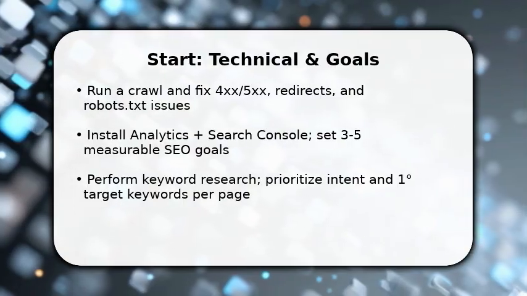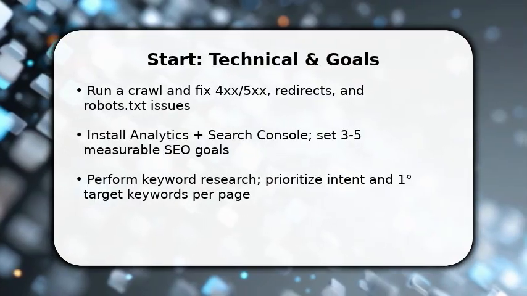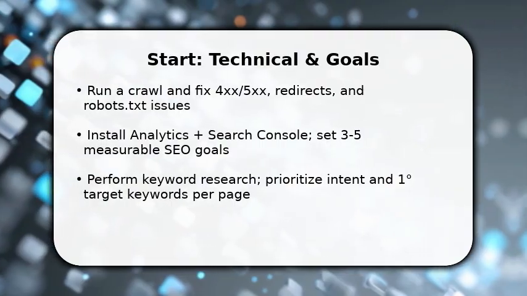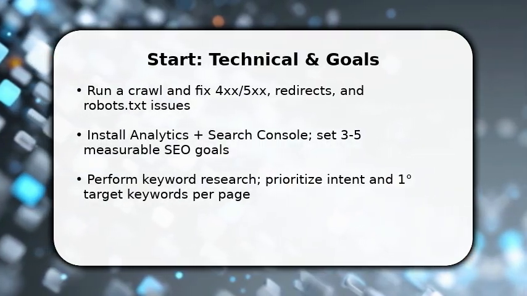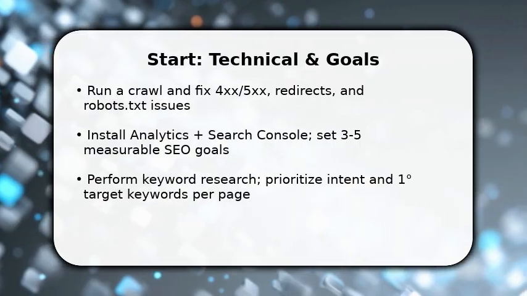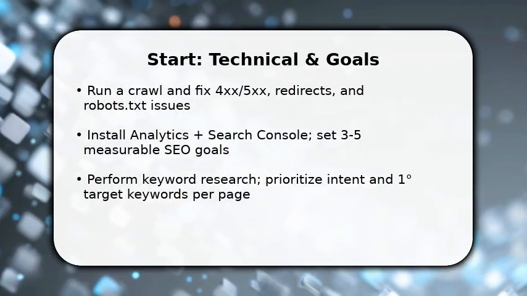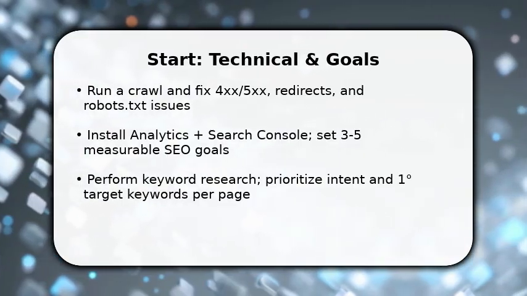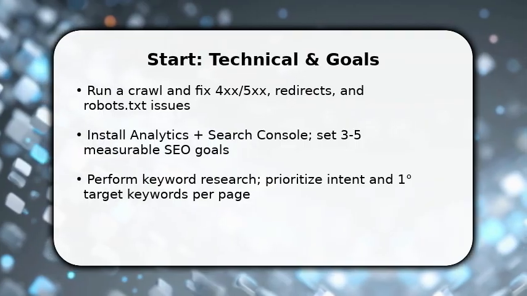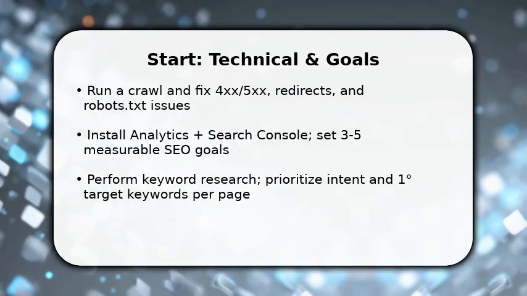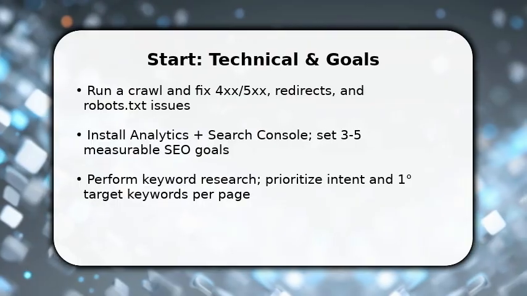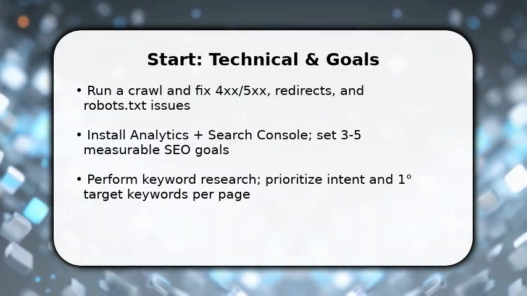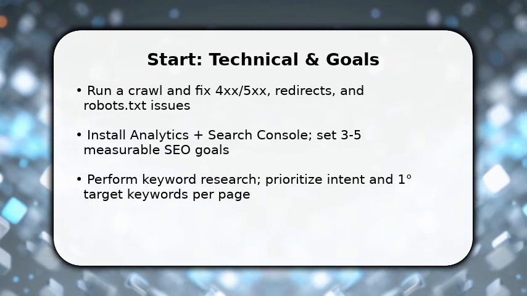You begin by locking down the technical foundation and clear goals. Run a full site crawl and fix indexability problems so search engines can access your pages. Once done, install Analytics and Search Console and define 3-5 measurable SEO goals to guide decisions. Then do focused keyword research, mapping one primary keyword to each target page so content has purpose. Make sure to resolve redirects, canonical tags, and robots rules immediately. These first actions let you build traffic without fighting basic errors.